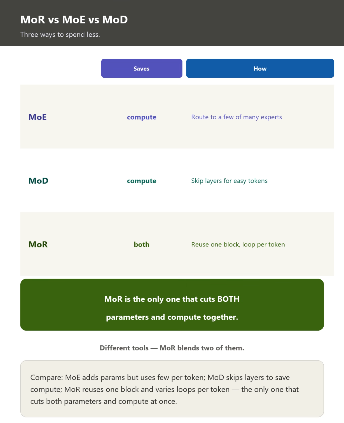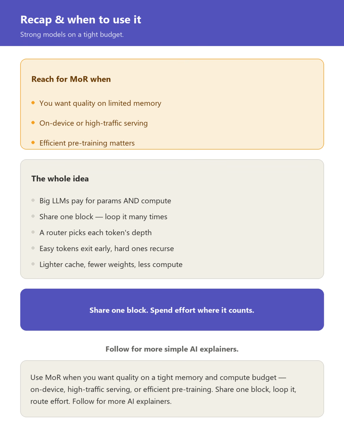How does it compare? Mixture of Experts adds many parameters but uses few per token. Mixture of Depth skips layers to save compute. Mixture of Recursions reuses one block and varies how many times each token loops, saving both parameters and compute at once. So, when does it matter?